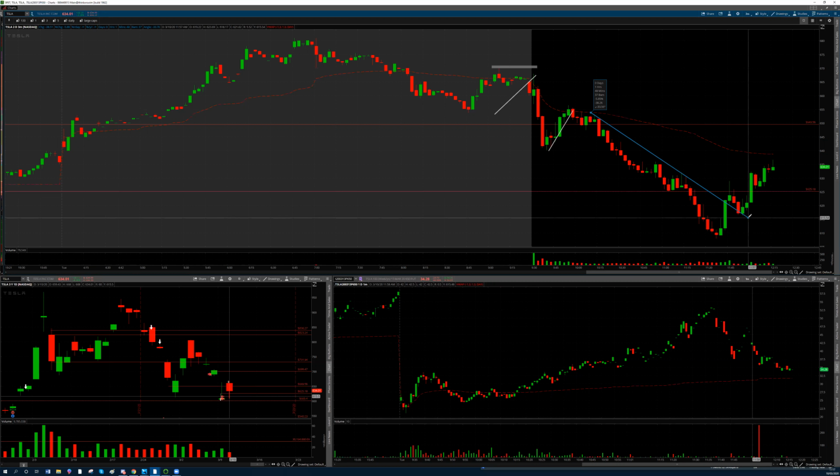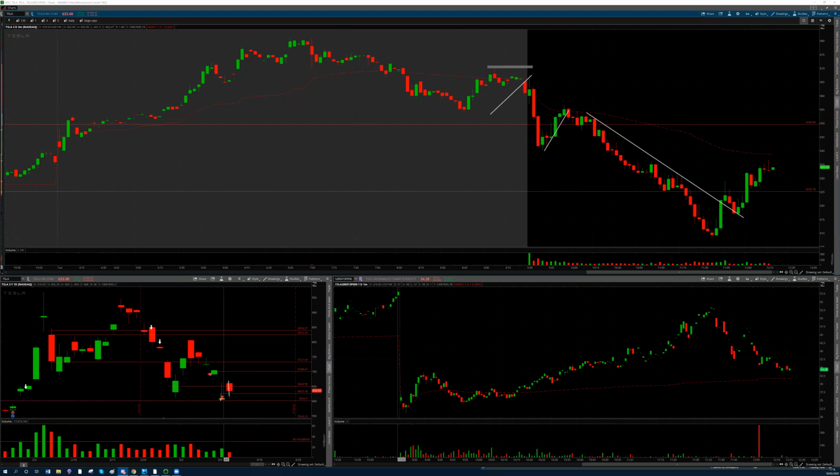So you can see this. We basically broke the downtrend line over here. We had a push and then a curl, and then started bouncing over here. And another thing over here, traders, was the options.